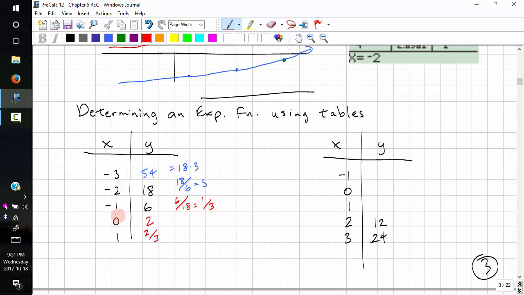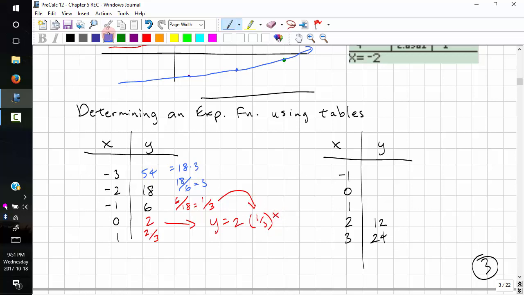Okay, if we use the 0 table value, we can come up with our function y equals 2. So that's just taking the y-intercept. We take the ratio, so we take this ratio, it's 1/3, and to the power of x.